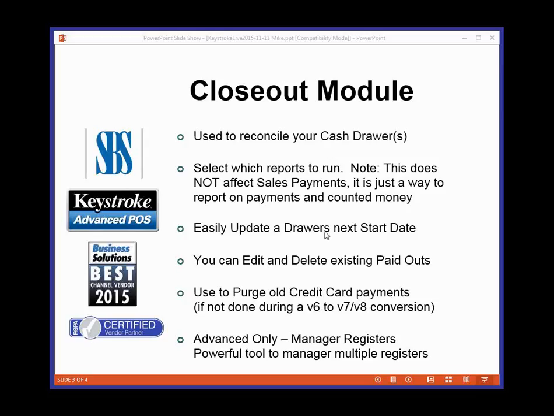To easily update the next drawer starting date, that's that update button. Edit and delete existing paid outs, that's under the paid out menu. The purge function, you can go in there if you have any concerns or you've been told by your merchant processor to purge your point of sale. We have a tool for that. Just go under the closeout menu, select purge, and it'll ask you, would you like to do that now? And you do that. And lastly, manage the registers. So I think I've gone through everything.